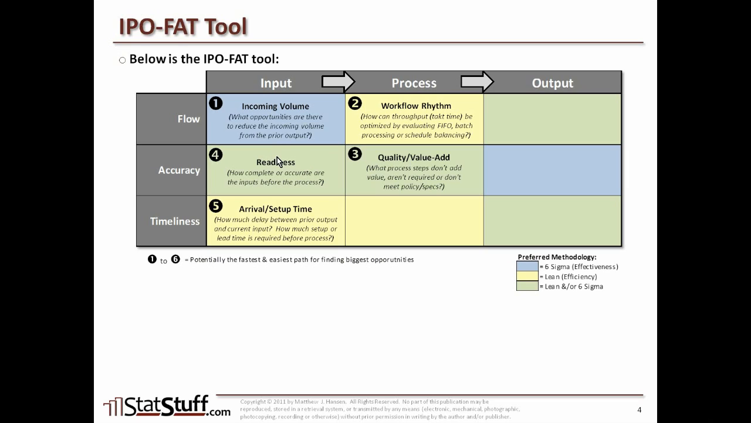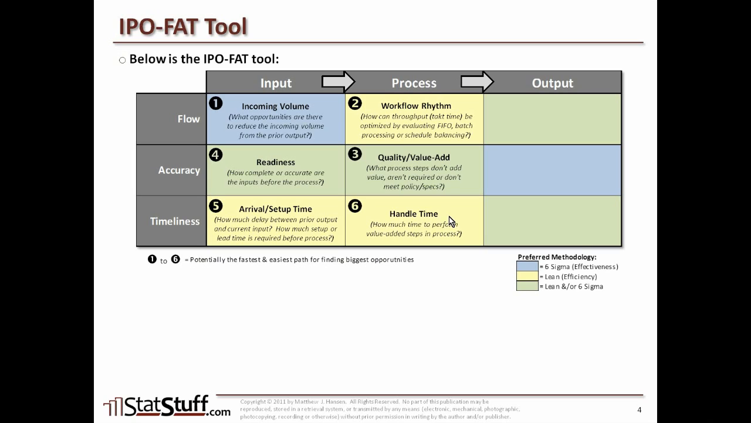Next thing to look at is from the timeliness perspective, that is the arrival or setup time. That is, we might ask ourselves how much delay is there between the prior output, again as an input, this is actually an output from some prior process before it. So how much delay is there between when it was an output from the prior process to being the current input now? And how much setup or lead time is required before we can get it into the process itself? By identifying those things, that might be a way for us to speed up the actual timeliness involved for whatever it is we're producing. And then the last one to look at on here is handle time.